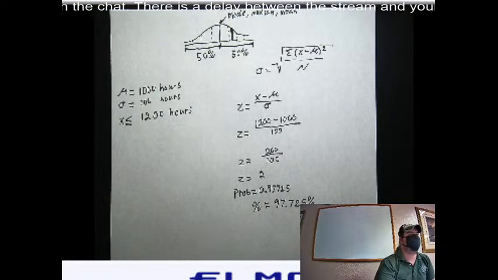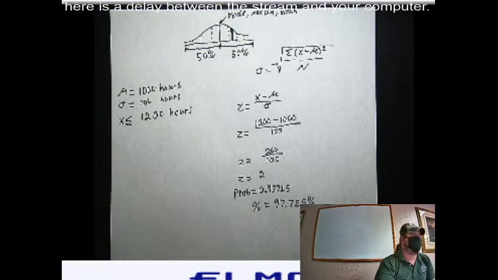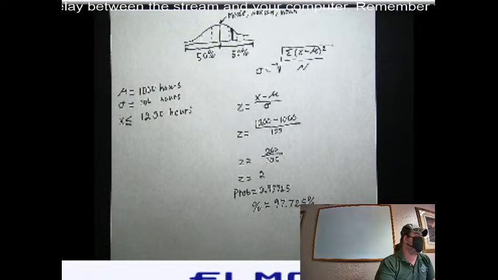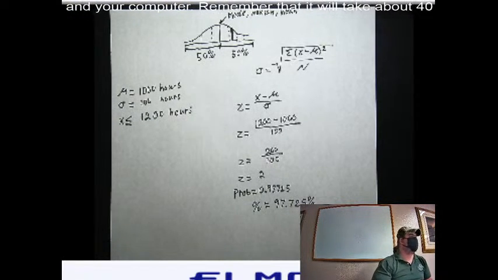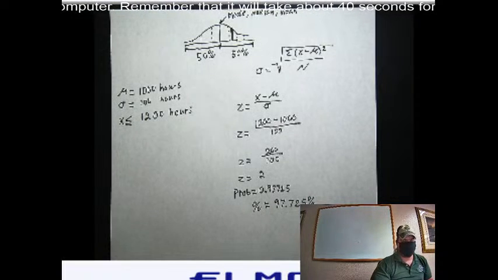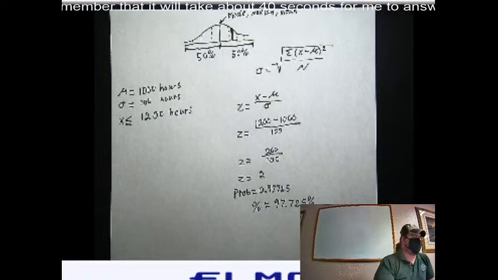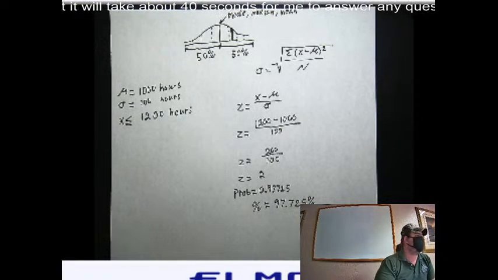I've been saying "at least"... I'm sorry, no greater than 1,200 hours. I've been saying it backwards this whole time. That's my dyslexia. I'm sorry about that. Okay, so any questions?